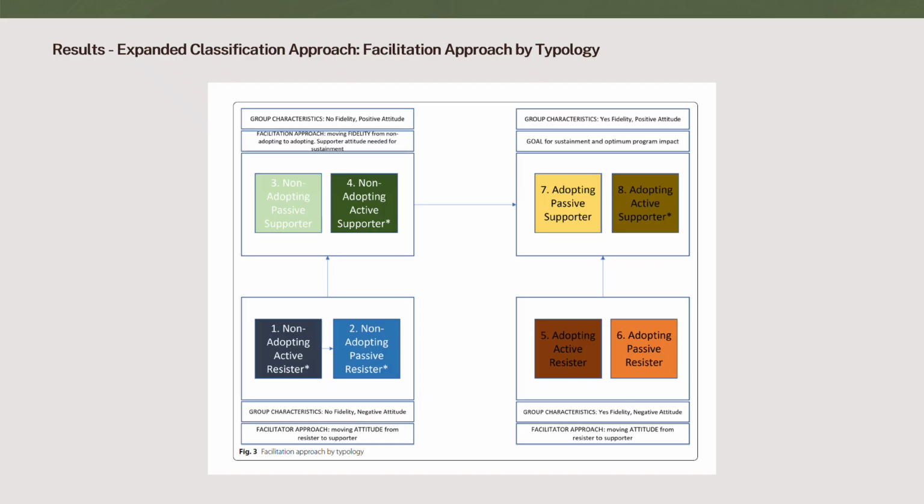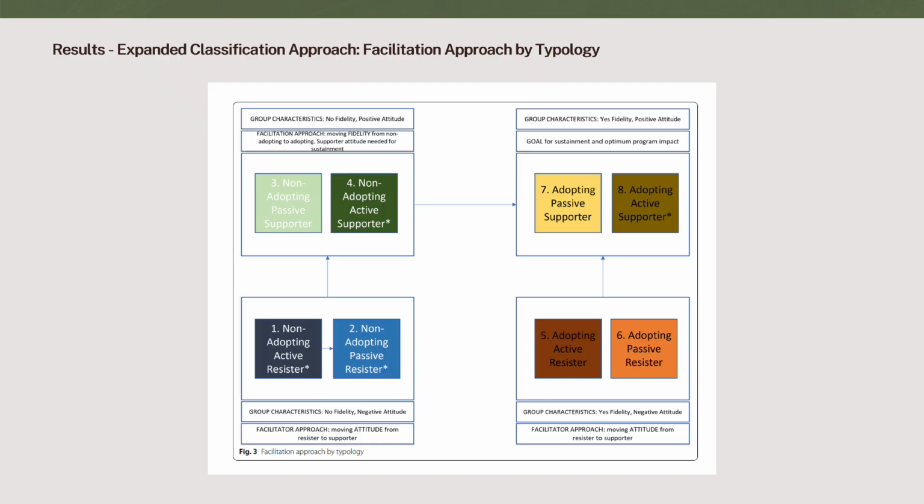Non-adopting passive supporters and non-adopting active supporters have positive attitudes and no to low fidelity. The focus for them should be maintaining a supportive attitude and moving fidelity from non-adopter to adopter. Adopting active resistors and adopting passive resistors have negative attitudes and high fidelity, so the focus is on moving their attitude from resisting to supporting and maintaining high fidelity.